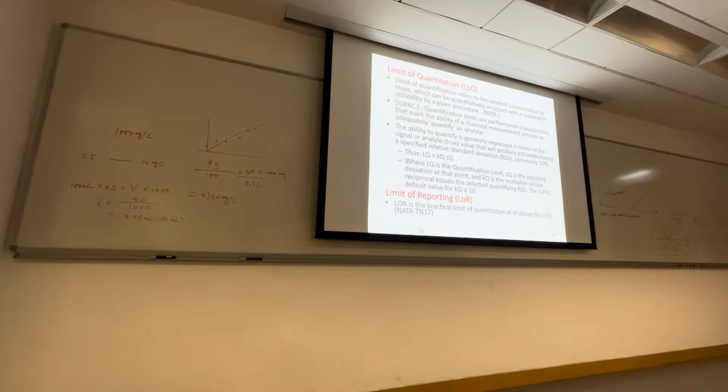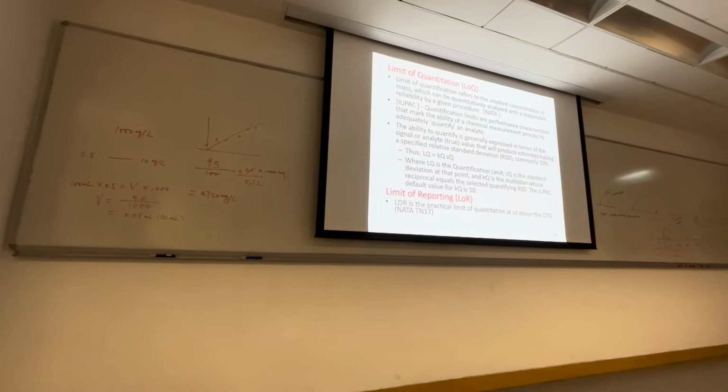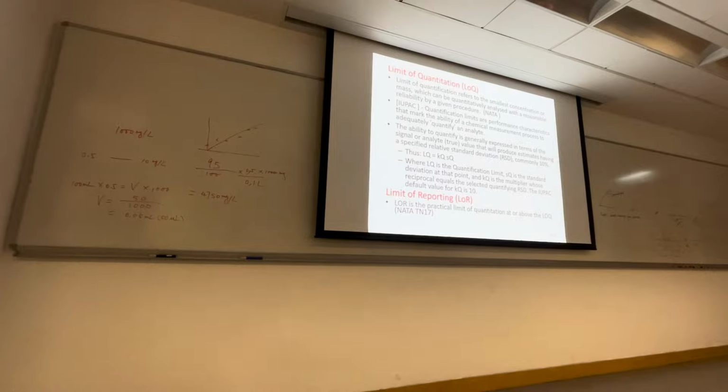The limit of reporting is the practical limit of quantification at or above the LOQ. By definition, LOQ is the level that can be quantified with a reliable result, with reasonable uncertainty. So the reported results are valid. So we can't report anything below the LOQ. That is the first principle, okay? So you can always set the reporting limit much higher than your LOQ, but not lower than the LOQ. So this is the requirement.